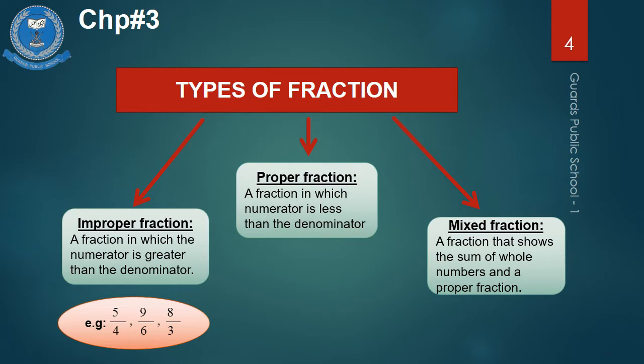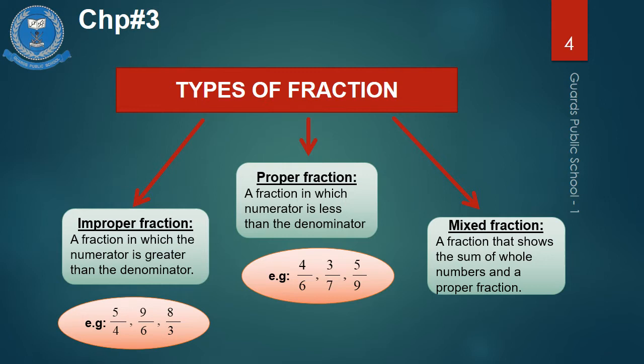Now, the proper fraction. A proper fraction is one in which numerator is less than the denominator. You can see the examples. 4 upon 6. In 4 upon 6, 4 is numerator which is less than 6. You can see 3 upon 7. The next is 5 upon 9. I hope you all understand it.